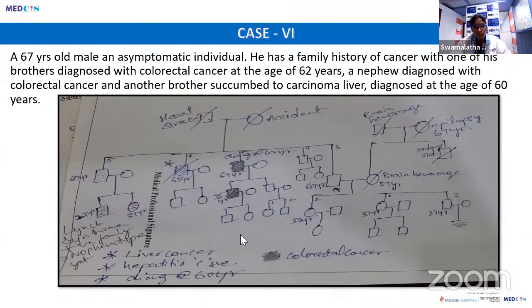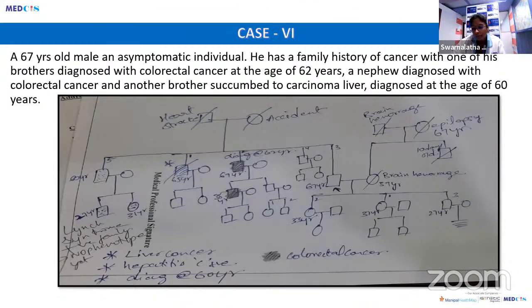So this is the proband, who had a family history of Lynch syndrome. And these are the family members who have been affected with colon cancer. The proband has come to check whether he will be affected with colon cancer.